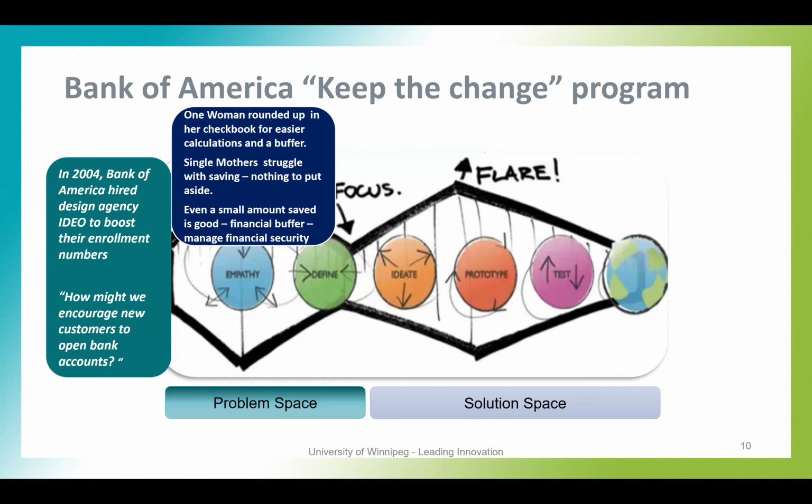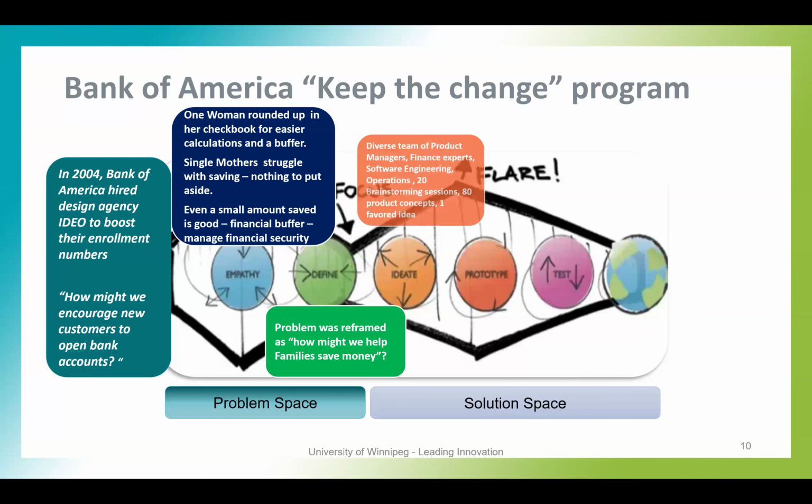A single mother struggled with saving and had nothing to put aside, but even a small amount saved is good. It provided a financial buffer and helped them manage financial security. So they reframed the problem from how might we encourage new customers to open bank accounts to how might we help families save money? Because now you've got a problem that customers are having a hard time saving money, and you've got a problem you want to solve. How can we help them save that money?